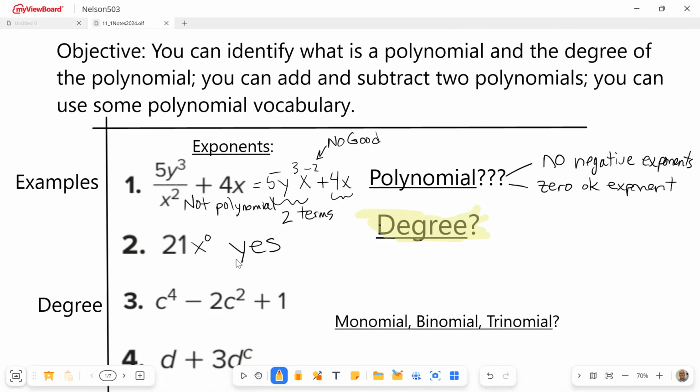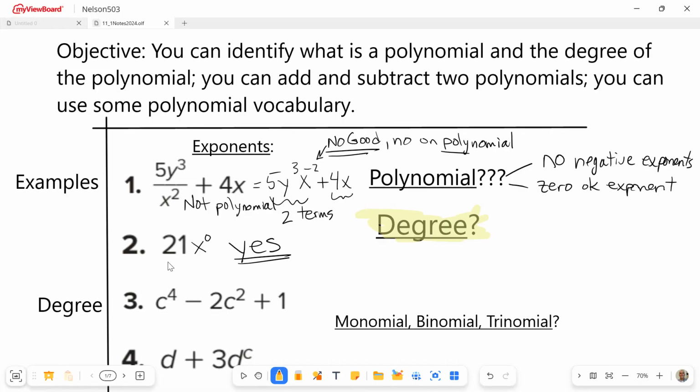I don't know if I put a no anywhere. I guess I did: no good, not a polynomial. By the way, poly means many. A polygon has many sides. Polynomial means it has potentially many terms. It doesn't actually have to have a lot of terms. This one has 2 terms, and this only has 1 term.